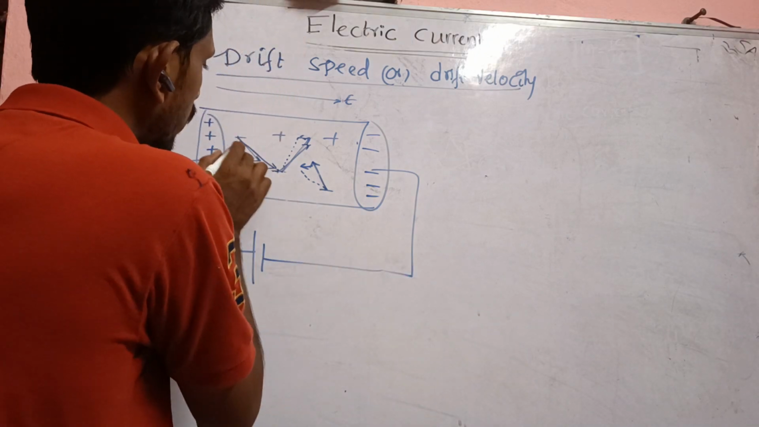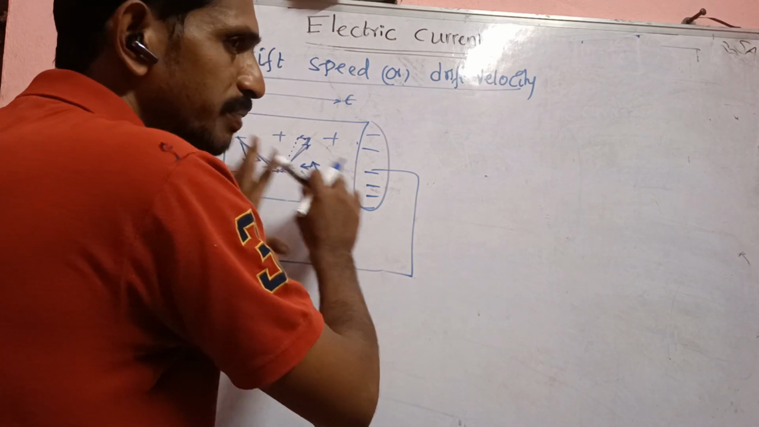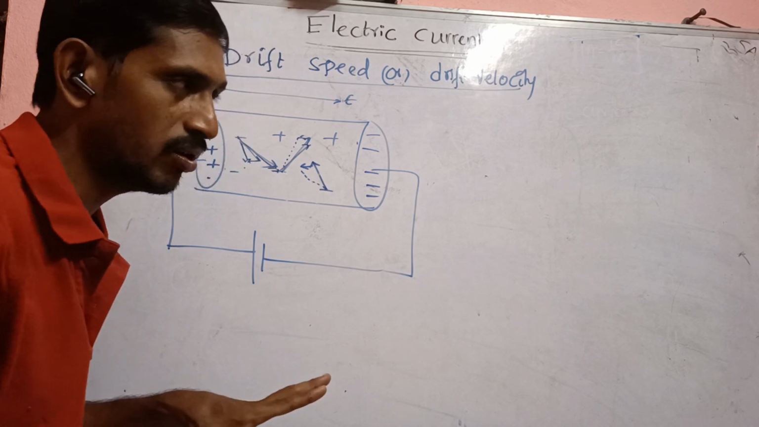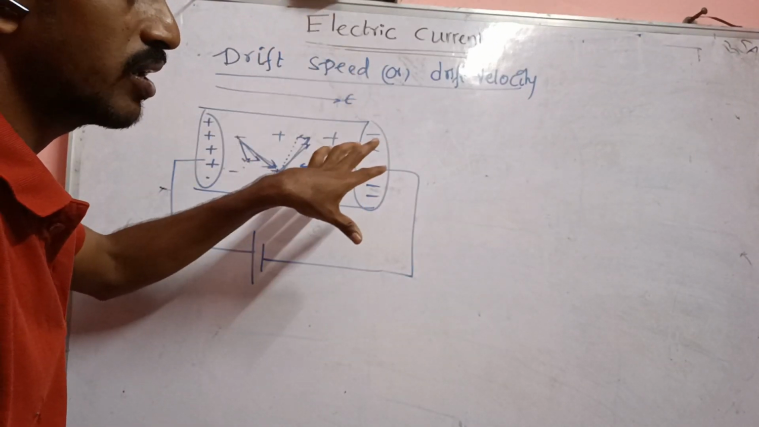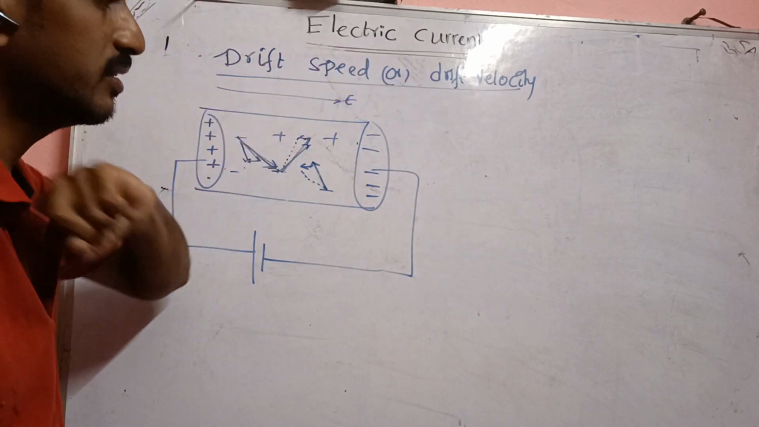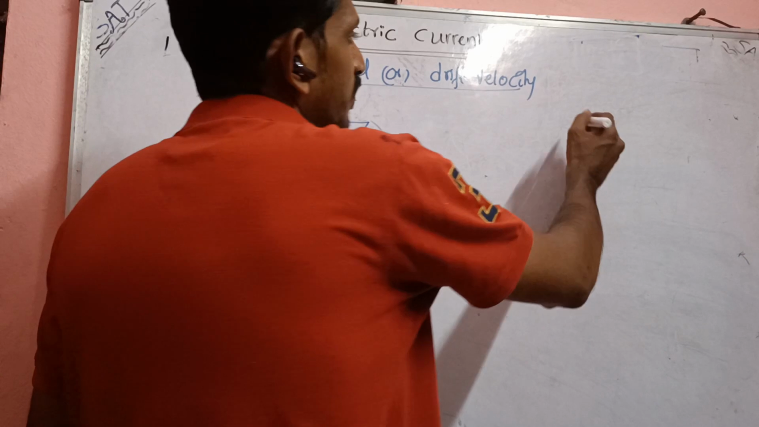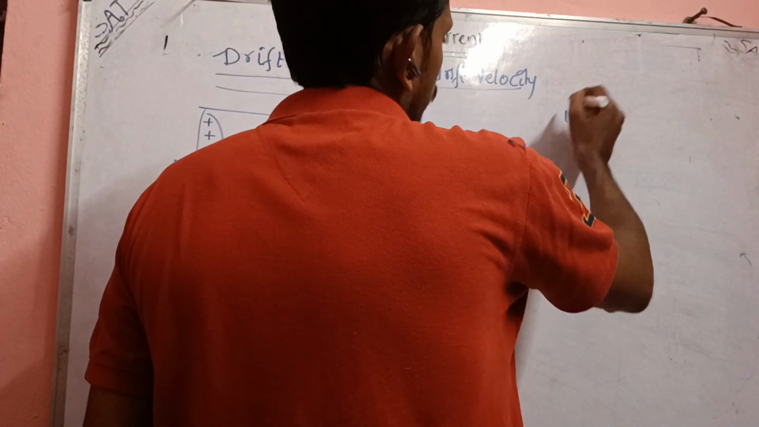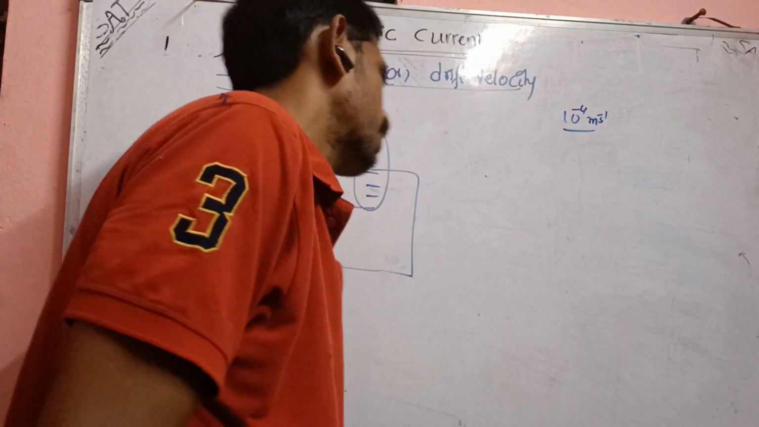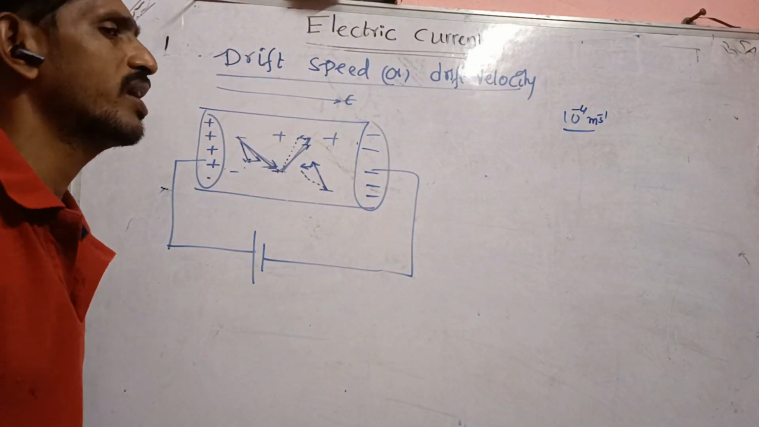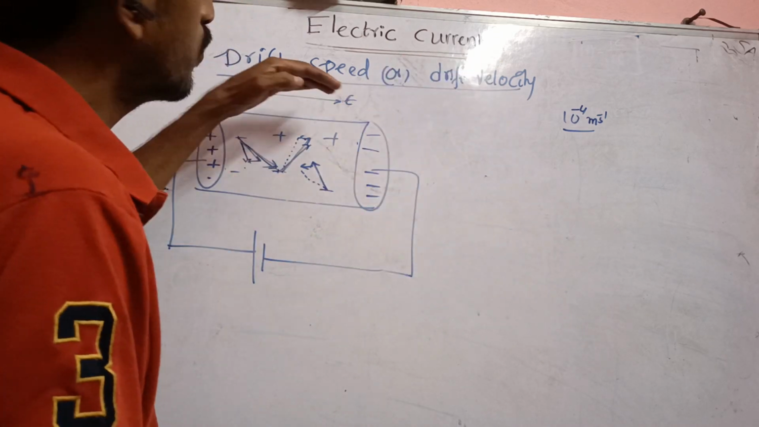So now we need to find out the average speed. If you find all the speeds of the electron, that is called the average speed. That average speed is called the drift speed. That speed is very small. The drift speed of the electron is of the order of 10 power minus 4 meter per second. Now we are going to find the average speed, and that average speed is called the drift speed.